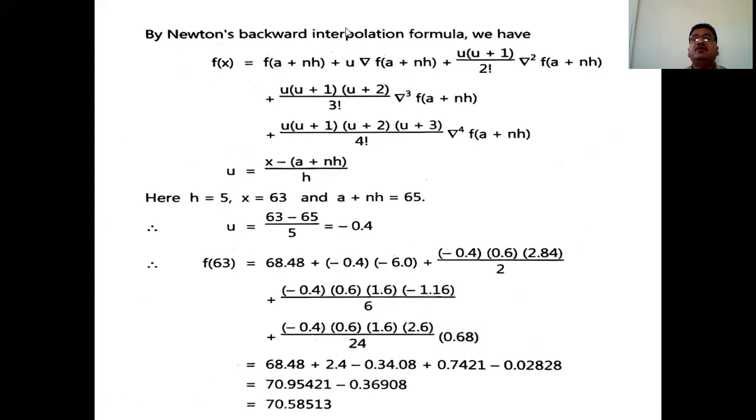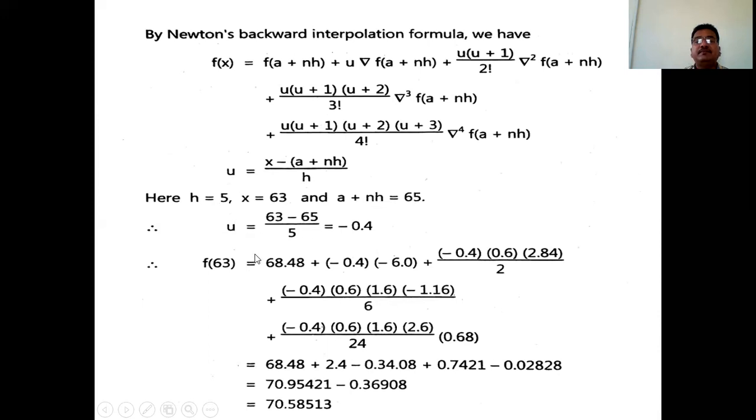Then write the general formula, the backward interpolation formula, and substitute the value of u. What is u? x minus last point divided by h. So h is 5, x is 63, and f of a plus nh is 65. That is the last value of the function.